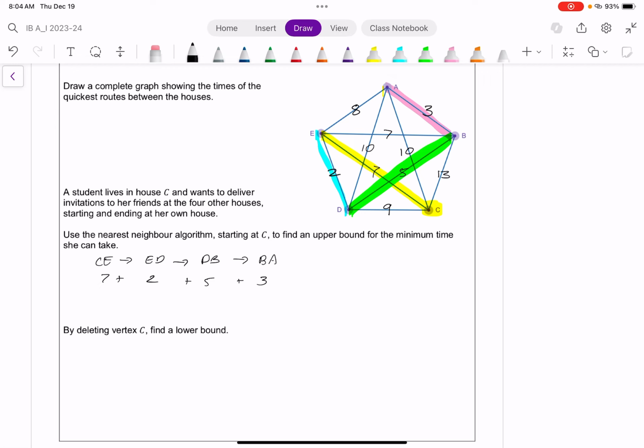And then we visited all the vertices. Now we need to go back home. And so the shortest way back is from here to here, which is 10. So keep in mind, I have come up with a circuit. I just can't be guaranteed it's actually the best. But I know this will give the upper bound. So I know that this is going to be close to the best, if not the best. If I add this all up, I get 27. These are all in minutes, so it's 27 minutes.